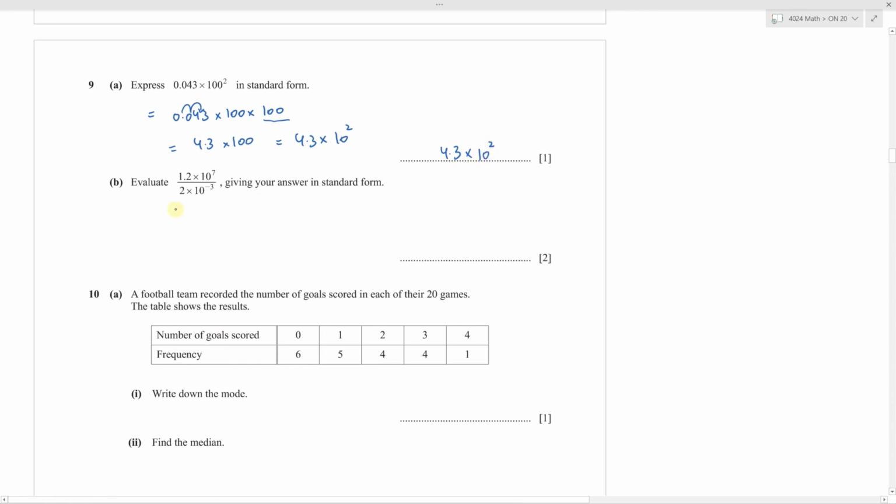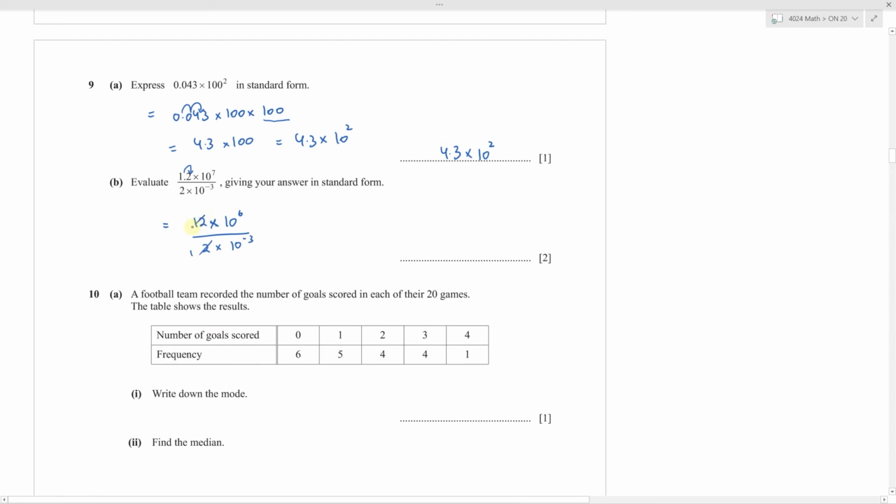Part B is evaluate 1.2 multiplied by 10 power 7 divided by 2 multiplied by 10 power minus 3, giving your answer in standard form. So again, let's remove this decimal so that I can make the division easier. If I move this to the right side, I will have to decrease this power of 10 by 1. So this will become 12 multiplied by 10 power 6 divided by 2 multiplied by 10 power minus 3.